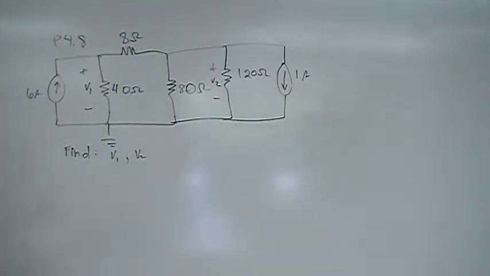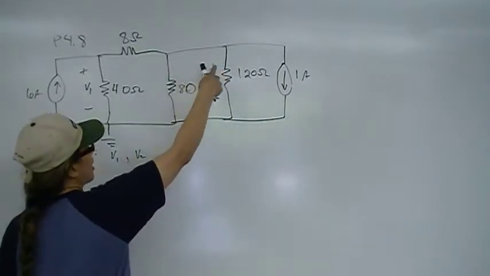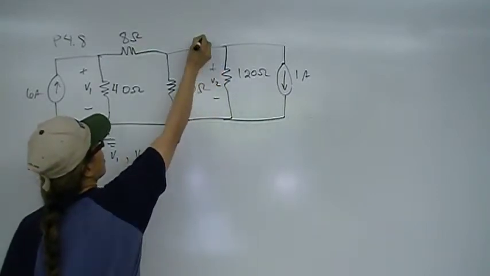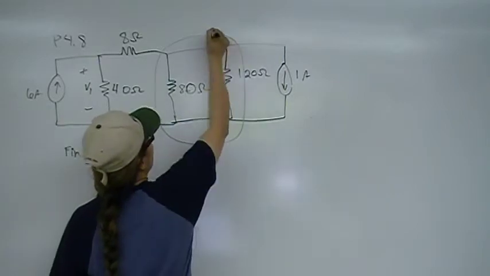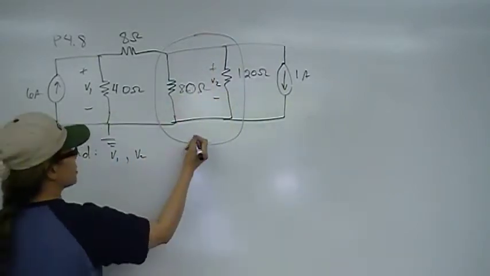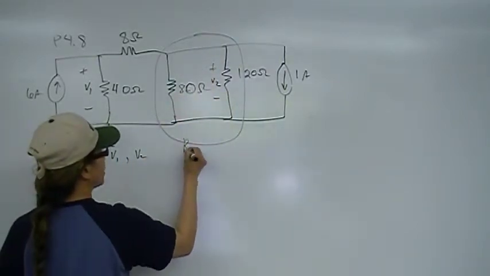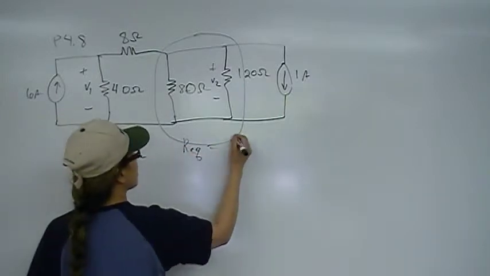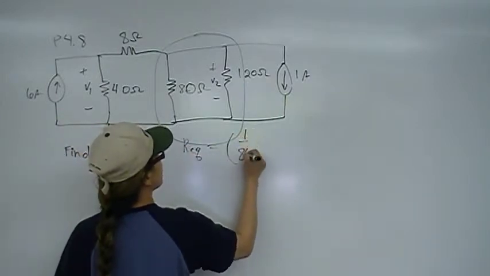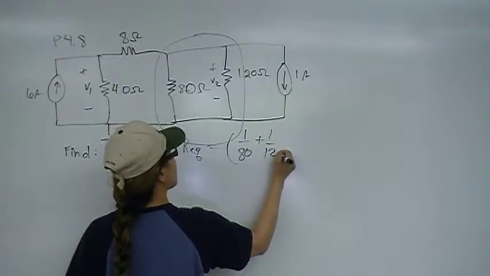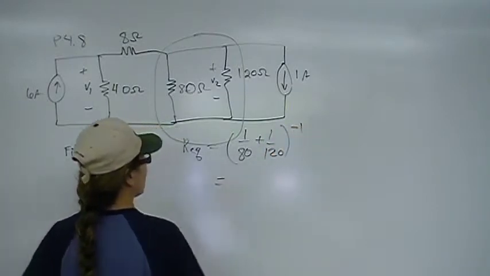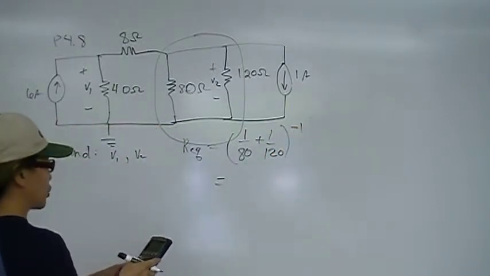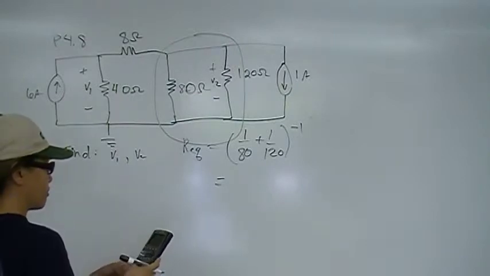The easiest way to solve this is to recognize that these two are connected in parallel. Therefore, they have the same voltage drop, and we can substitute that with its R equivalent. So it's the equivalent resistance. And that's what I'm going to do. I'm going to find the equivalent resistance and make a substitution to simplify my problem.